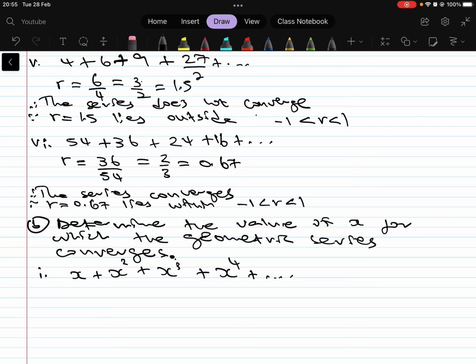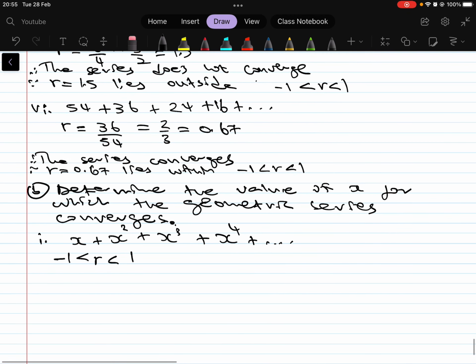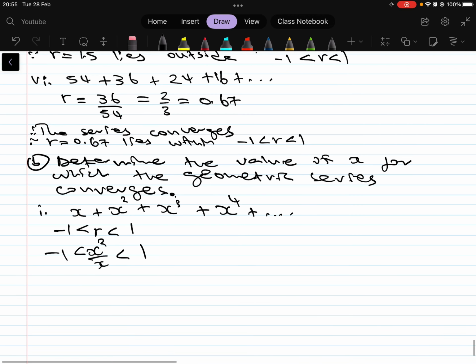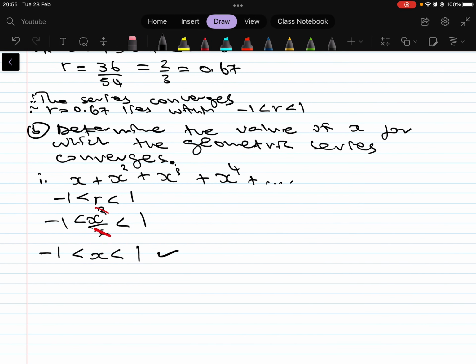So for it to converge, it means R is actually between -1 and 1. So what is R in this geometric series? R is x squared divided by x, and it's still between -1 and 1 because we are told that the series converges. So for the series to converge, x will actually be between 1 and -1, because x squared divided by x is just x. Then you are done with the question. Now you've solved for the value of x for which the series will converge.